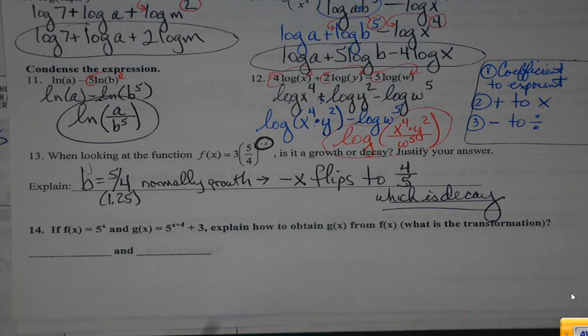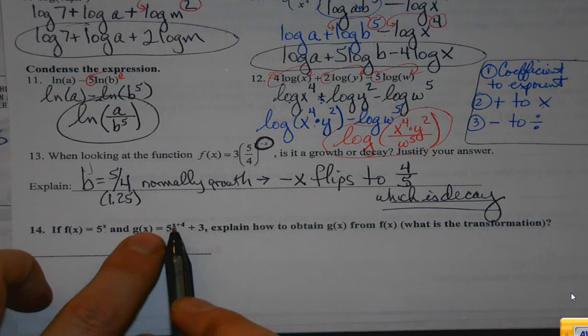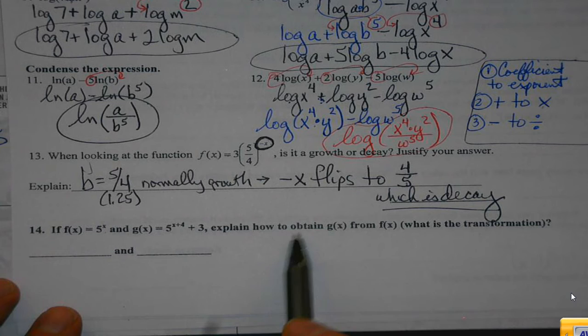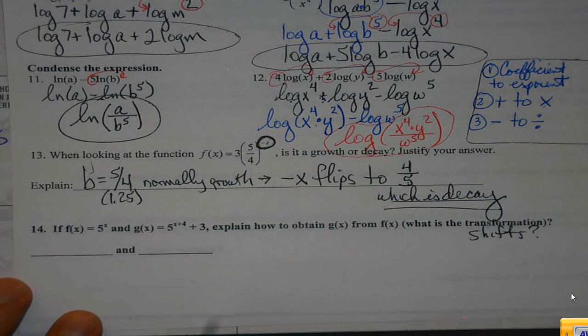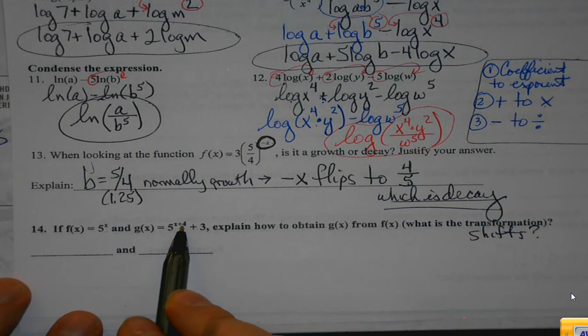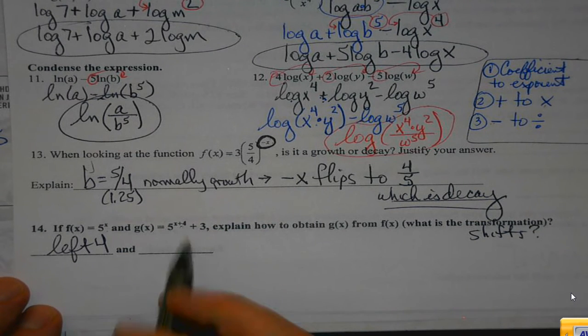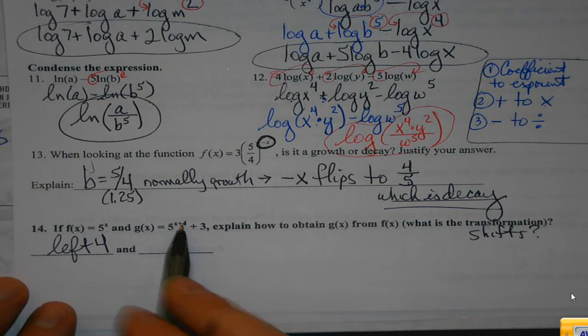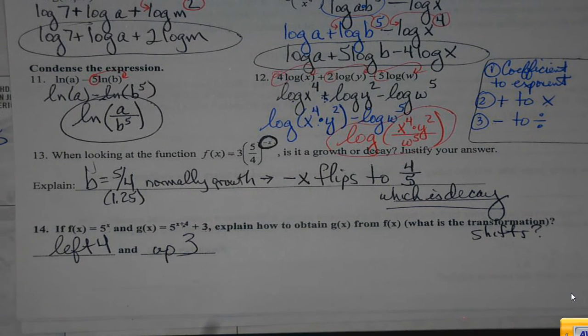And then 14's kind of swinging us back up to number 1 type idea. If f of x is 5 to the x, g of x is 5 to the x plus 4 plus 3, explain how to obtain g of x from f of x. What is the transformation? Again, what are the shifts? Exponent is my left and right, and it's the opposite of what I would normally think. So minus would be right, plus would be left, and this is my up, down. Don't let the word transformation throw you off. Okay, it's just a fancy way of saying shift.